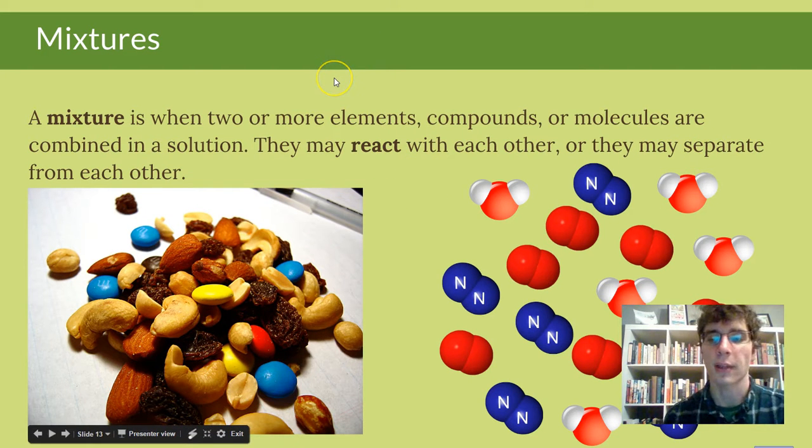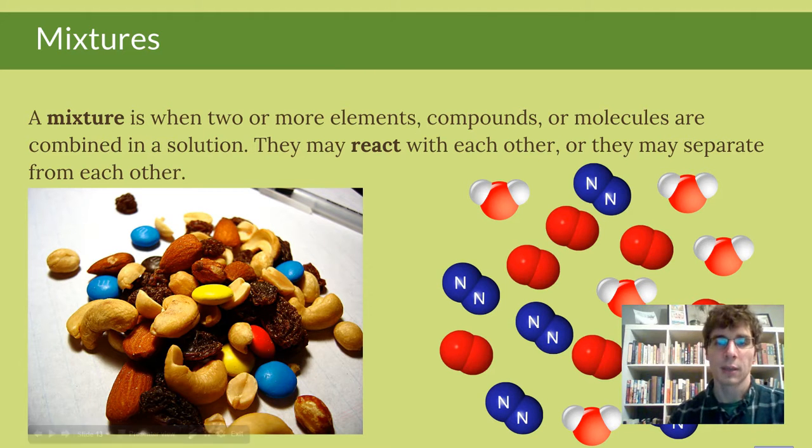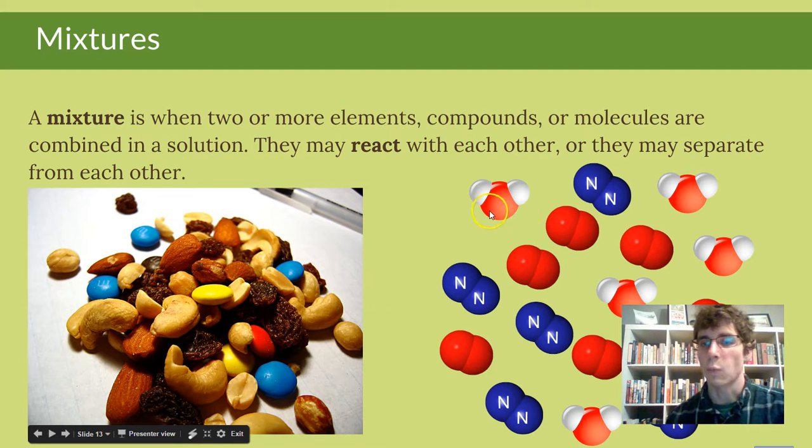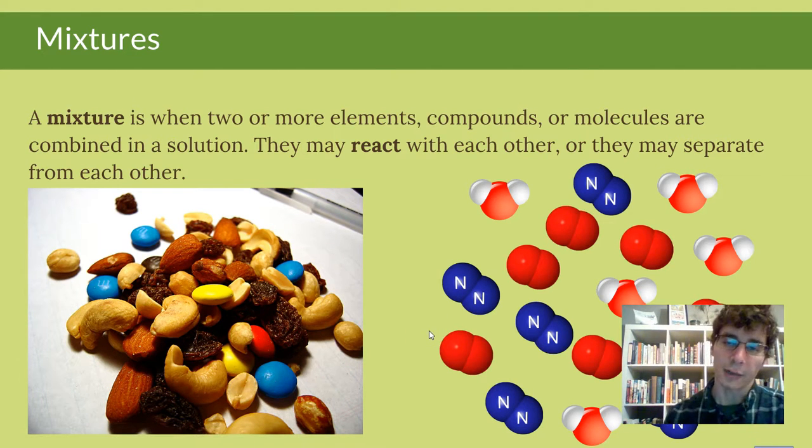All right, and here's our last definition for today. It's going to be a mixture. A mixture is when two or more elements, compounds, or molecules are combined in any solution. So we think of a mixture like trail mix that I have here. Over here, I've got some oxygen, I've got some water, and I've got some nitrogen. This is also a mixture because it's got multiple different compounds and molecules in it, and they're all in the same solution. So that's what a mixture is. And again, I want you to write that definition down because we're going to be talking about that later as well.